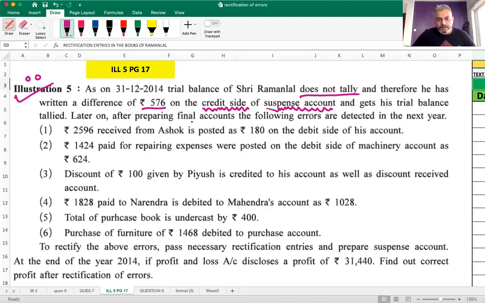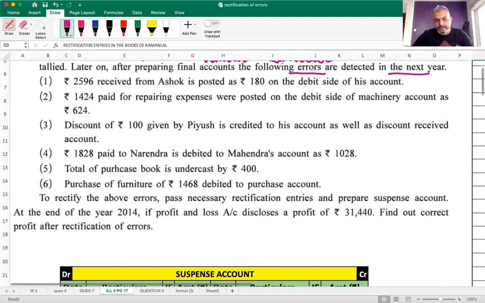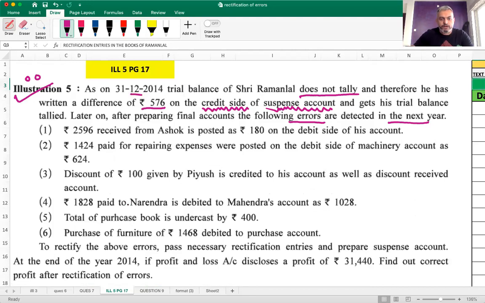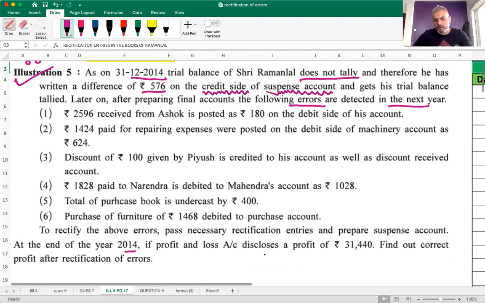Later on, after preparing final accounts, the following errors are detected in the next year. So now there are various errors given. To rectify the above error, pass necessary rectification entries and prepare suspense account at the end of year 2014. At the end of year 2014, if profit and loss account discloses a profit of 31440, find out correct profit after rectification of error.